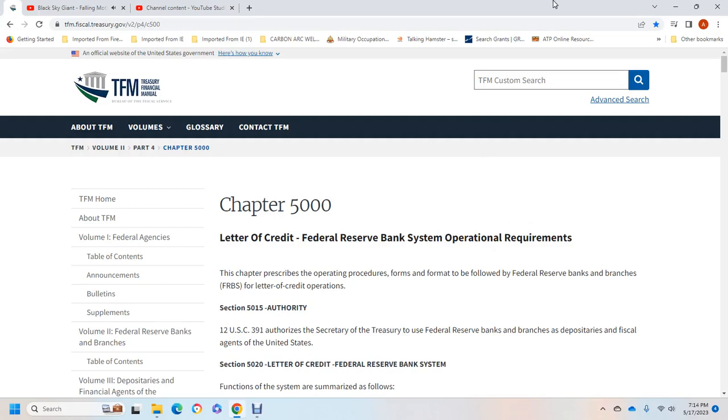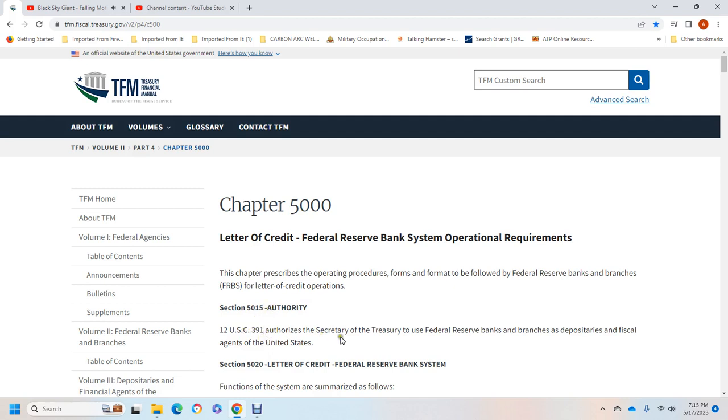Alright, Treasury Financial Manual, Volume 2, Part 4, Chapter 5000. Letter of Credit, Federal Reserve Bank System Operation Requirement. This chapter prescribes the operating procedure, forms, and format for the Federal Reserve Bank branches to follow for letter of credit operations. Section 1515, Authority, Title 12, United States Code.